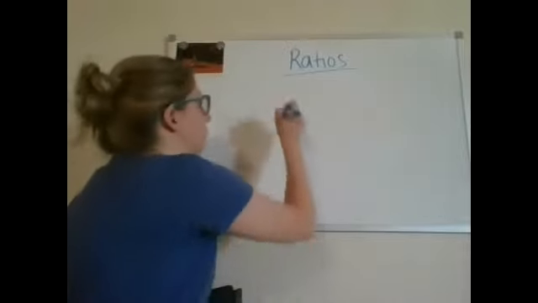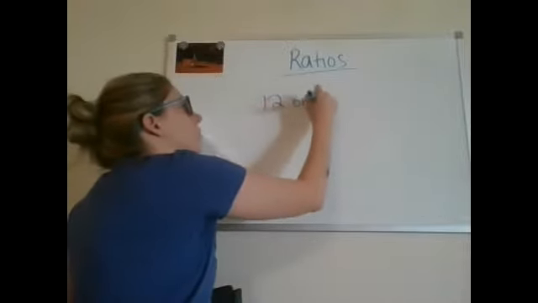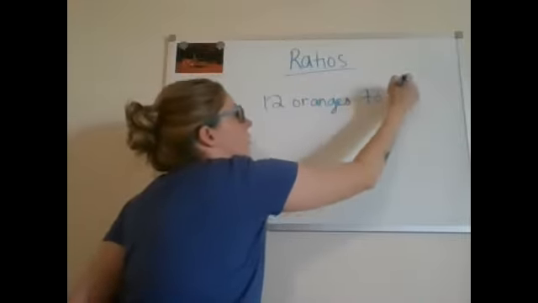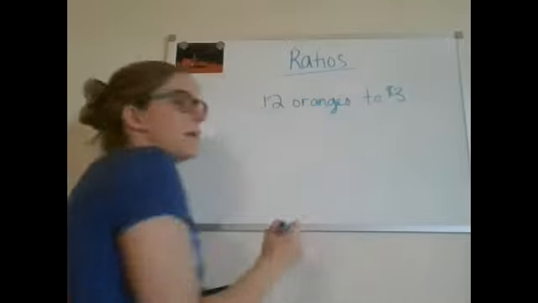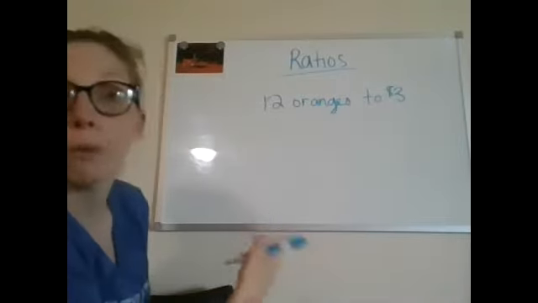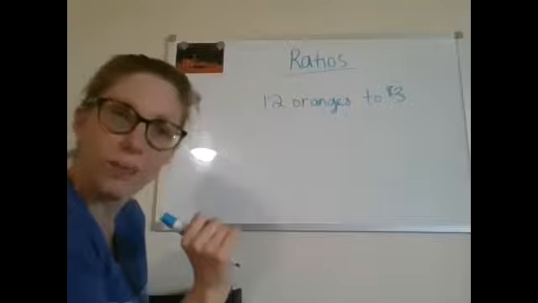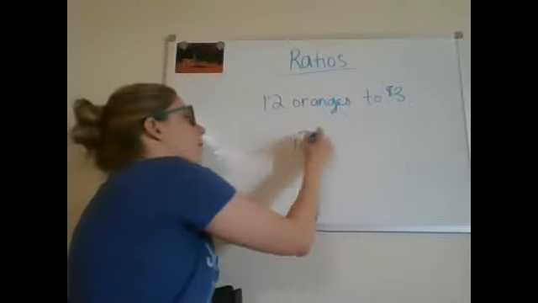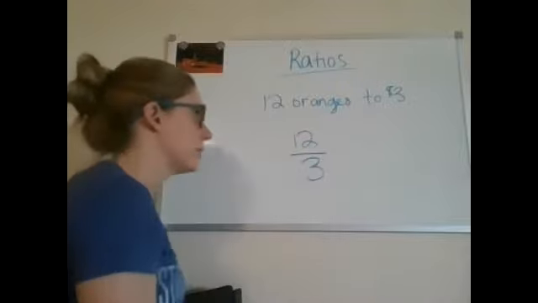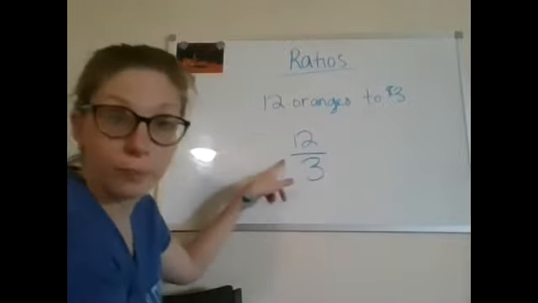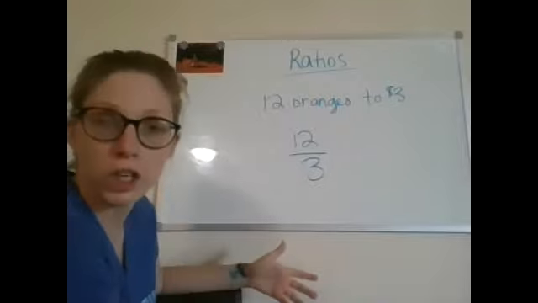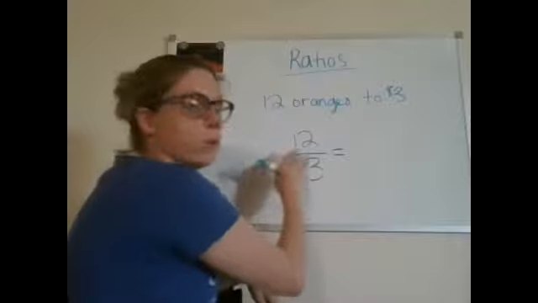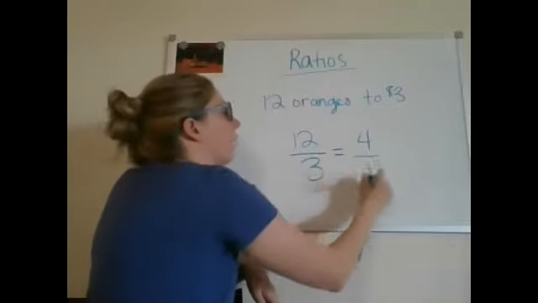Okay, the next one. 12 oranges to $3. And sometimes you might read it as 12 oranges for $3, okay? Either way, we can write it as a ratio. First number is our numerator. Second number is our denominator. So 12 over 3 would be our ratio. We can simplify that because 3 will go into both of these. It would be 4 over 1.